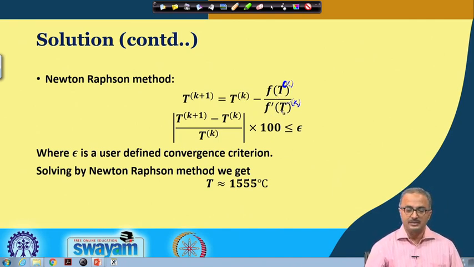And then for checking the convergence, the user puts some kind of convergence criterion. It could be 1%, 10% or 0.1% depending on the accuracy needed. So we put that criterion here and then we get convergence, and if you solve this equation you will find the approximate value of the theoretical flame temperature, or adiabatic flame temperature, is going to be this value.